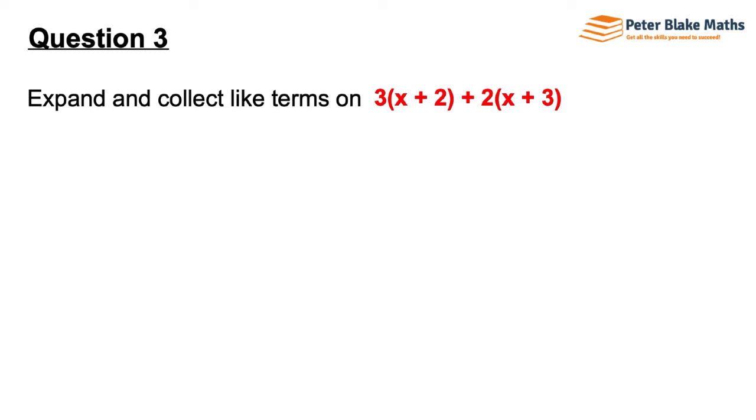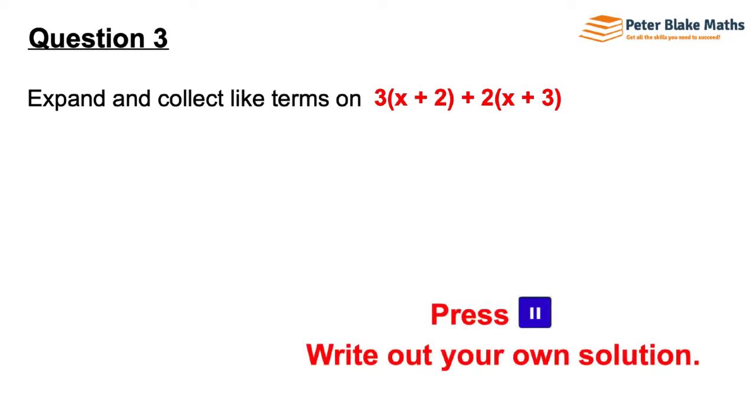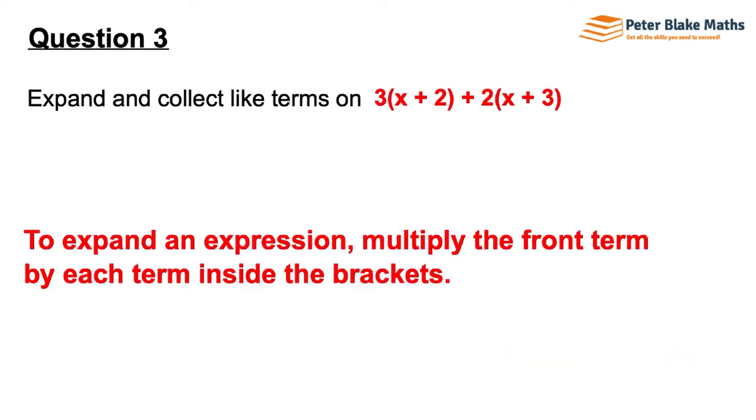Question 3. Expand and collect like terms on the expression 3 outside of x plus 2 plus 2 outside of x plus 3. To expand an expression, we multiply the front term by each of the terms inside the brackets. So at first here we get a 3 times an x, making 3x. Then a 3 times the 2 makes a 6, that's expanded the first bracket. Let's work on the second bracket now. We have a 2 times the x makes a 2x, and a 2 times the 3 makes a 6.